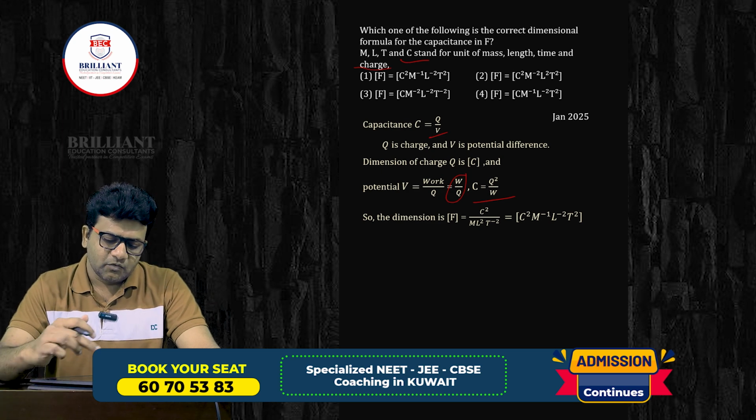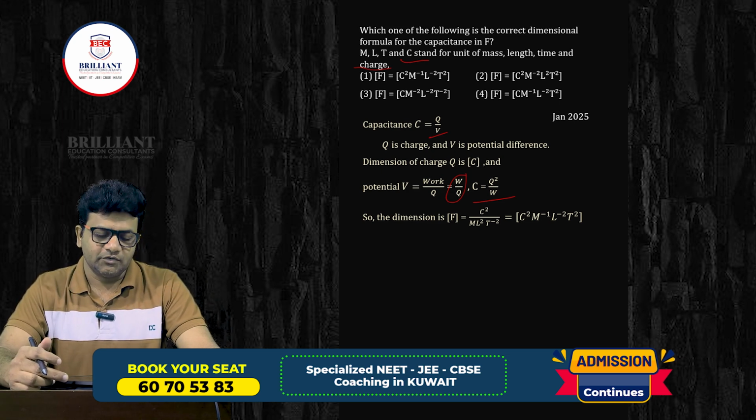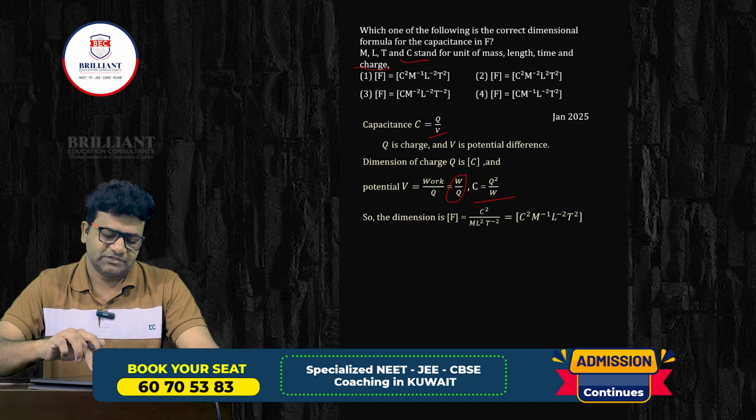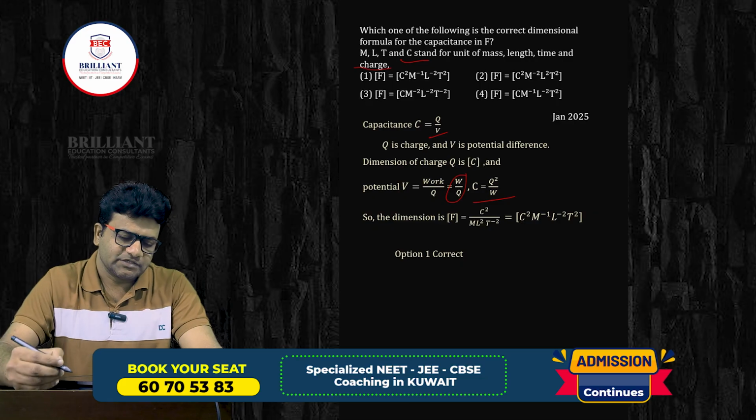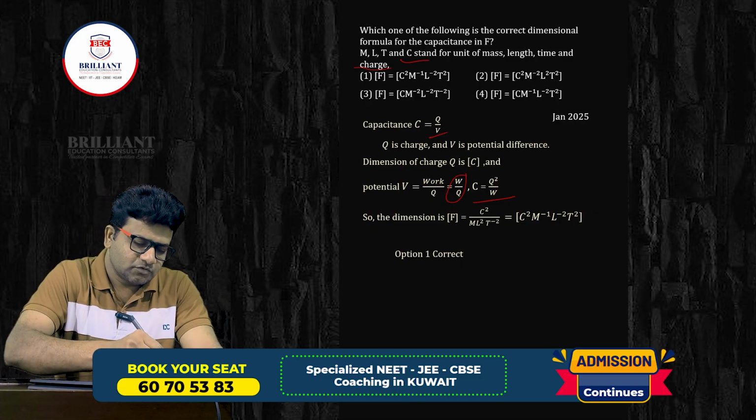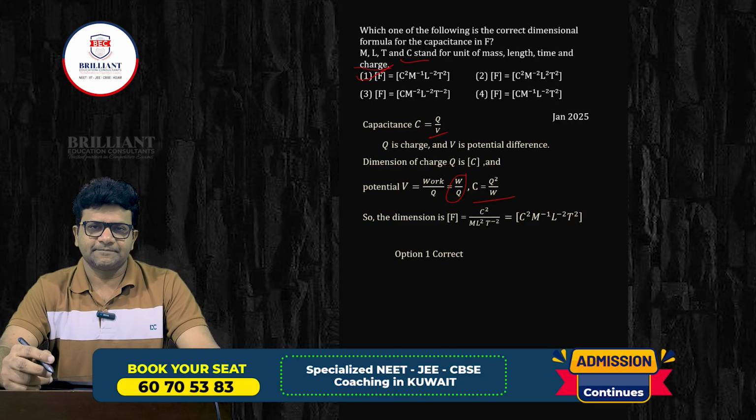We are substituting Q square equal to C square, and W, we know, is M L square T power minus 2. So the answer is C square M raised to minus 1, L raised to minus 2, T square. So option 1 is correct, C square M raised to minus 1, L raised to minus 2, T square. So the first option is correct.